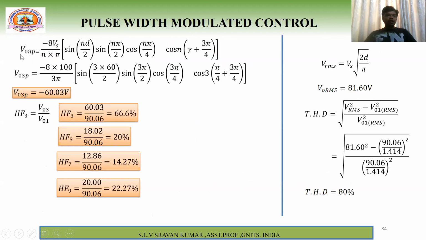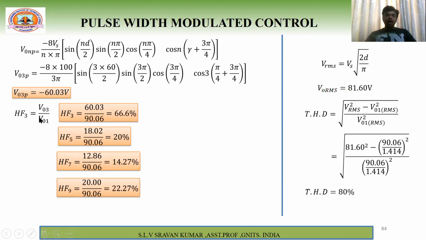Next, if you want to go for the third harmonic, in place of n you just substitute 3. So minus 8 into 100 by 3 pi into sine of 3 into 60 by 2, again sine 3 pi by 2 into cos 3 pi by 4 into cos of this one. And for V03, I'm sorry, here you will get a plus, it is not minus, just change it. It is a plus value. I'm sorry for that.